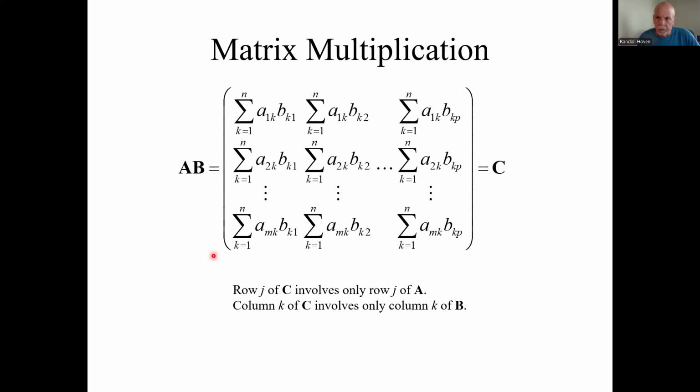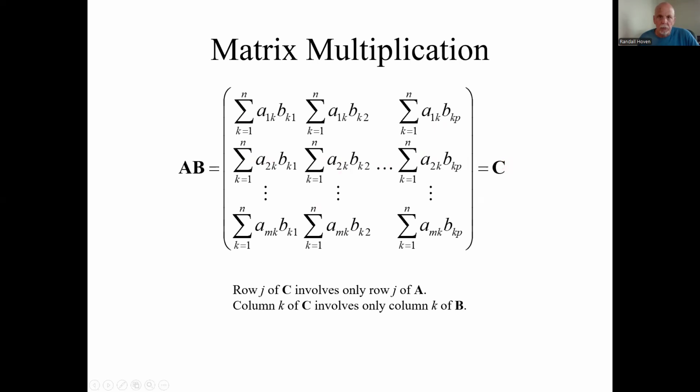Let's look at this guy again. Let's pick a row of C, the second row of C. Look at this first subscript for the A's. It's all A sub 2 something. That means the only A's that show up in the second row of C are A's from the second row of A. All these other rows have no effect on that particular row of the outcome.